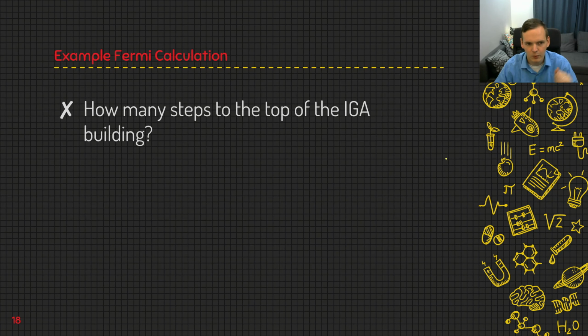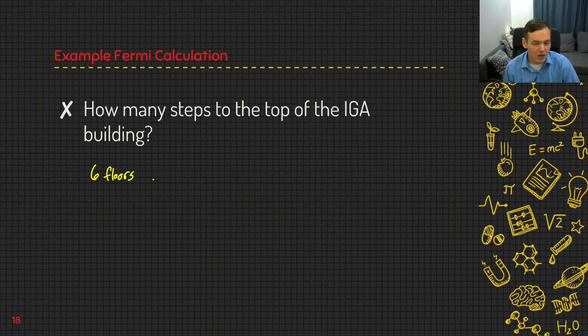So here's an example for you. How many steps are there to the top of the IGA building? We could easily go in and count this, but what I'm going to do here is just a rough order of magnitude calculation. I know that there are about 6 floors. So there's the ground floor to first floor to second floor to third to fourth to fifth to sixth. So there's about 6 floors in the building.